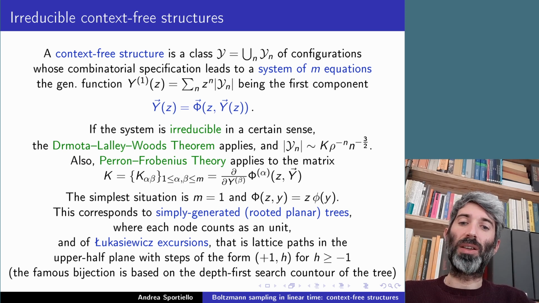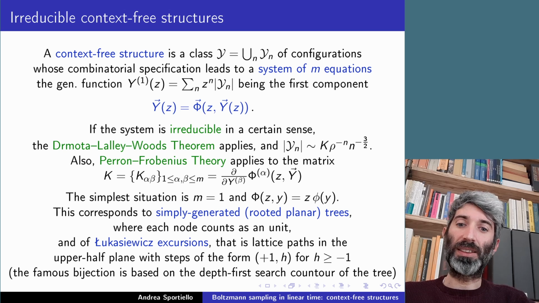If the system is irreducible in a certain sense of which variables depend on which others, you are in the situation of the so-called Drmota-Lalley-Woods theorem. When this theorem applies, you know that you are in the so-called smooth inverse function schema, and you know that you have asymptotics in n to the minus 3 halves, which is universal, and so on and so forth. In particular, in deriving this theorem, you apply all the time Perron-Frobenius theory.